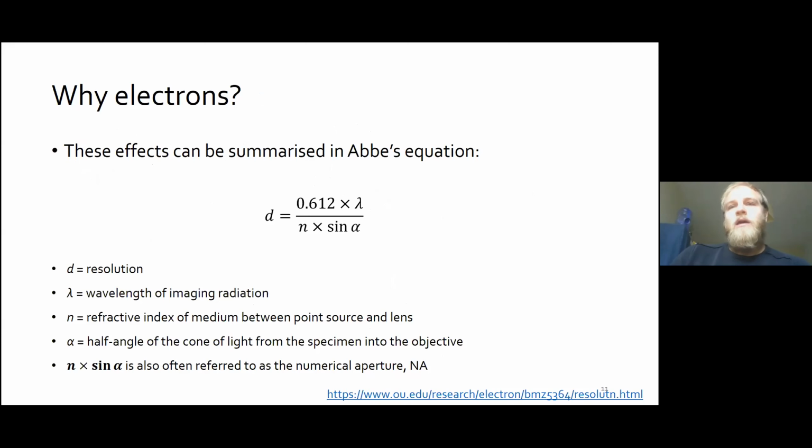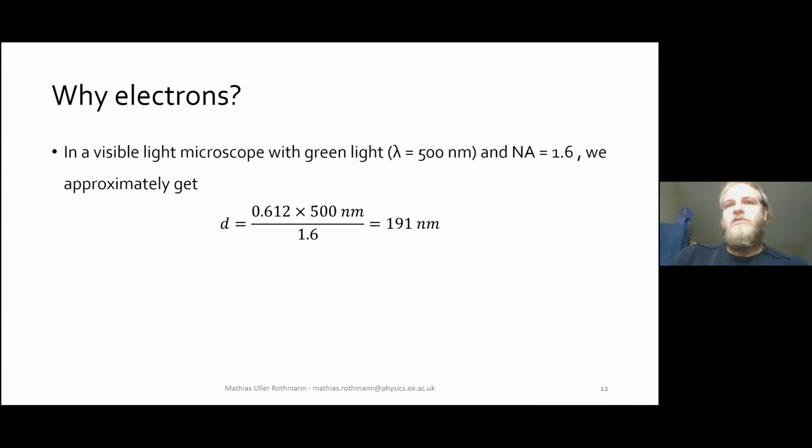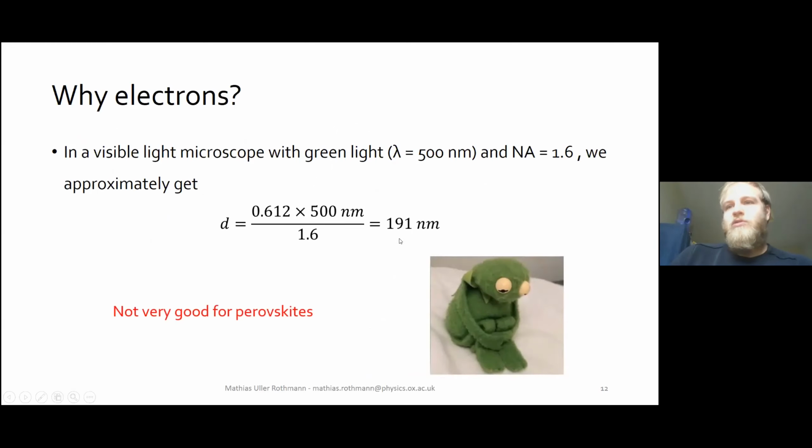If we look at the resolution of an optical system using visible light, we can use the Abbe equation, where our resolution is given by some constant times the wavelength of the radiation, divided by what we call the numerical aperture. If we plug in some numbers, say green light at 500 nanometers and a numerical aperture of 1.6, which is a pretty good visible light microscope, we get a resolution of just under 200 nanometers. Now, that's not very good for perovskites, especially if you have grains in the order of less than 100 nanometers. You might not be able to distinguish two grains sitting next to each other.